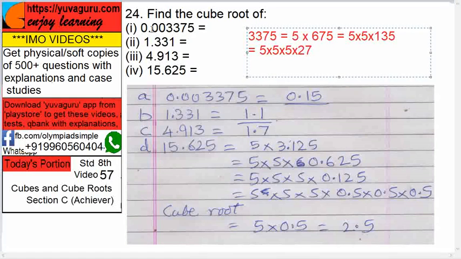But there's a decimal point over here. So how many places? 3 plus 3, 6 places. When you find the cube root, divide by 3, so 2 places. So 0.15. That is the cube root of this number.